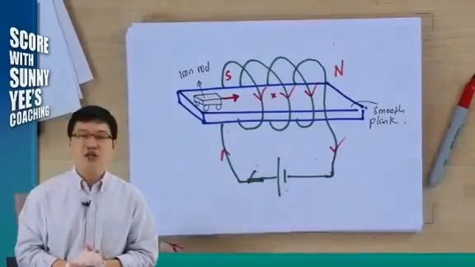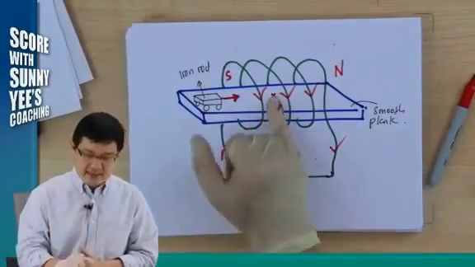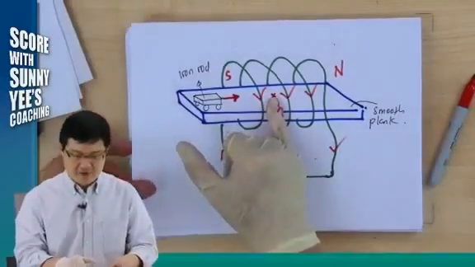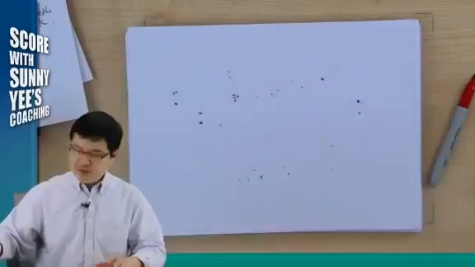And what is the conclusion? It shows that the center of the solenoid is the strongest magnetic field. Strongest magnetic field. Okay?